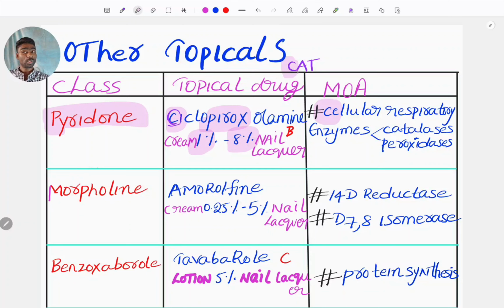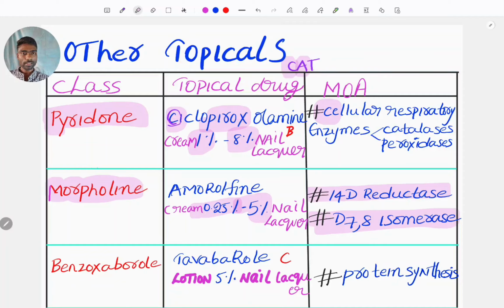Now coming to CAT, second A for amorolfine. It comes under morpholine class of drugs. It inhibits delta-14 reductase and delta-7,8 isomerase. Here formulations are 0.25% cream, 5% nail lacquer.